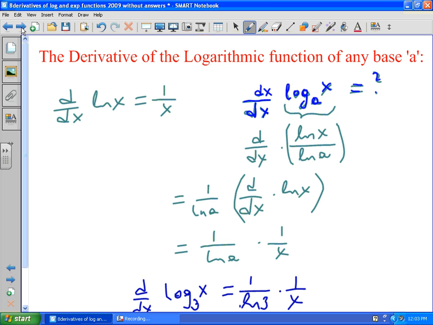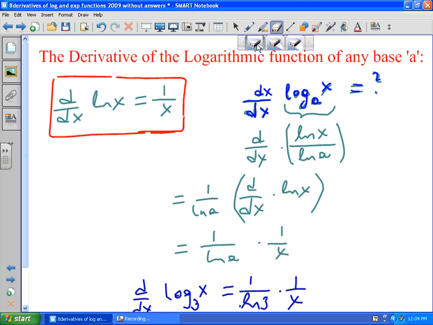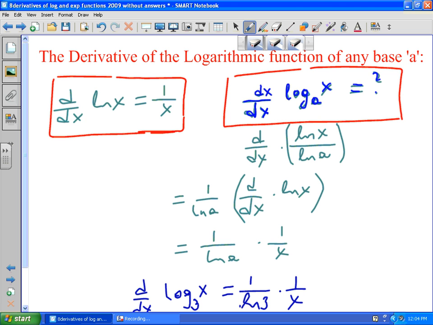Also, as a side note, now that we know the derivative of ln x is 1 over x, what do you do if you have a different base? Something like the derivative of log base a of x. How do you answer that question? Of course, ln is base e. What do we do when we have a base a?